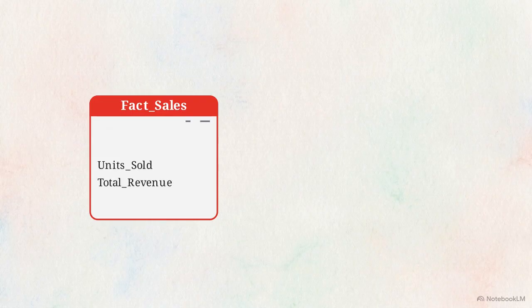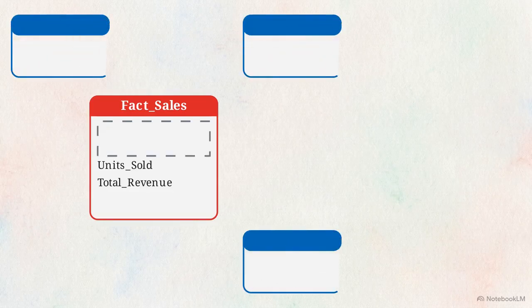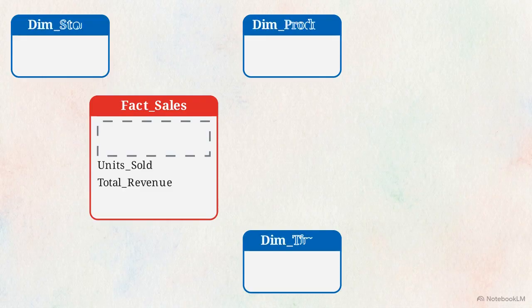On the center left side, draw a red box and label it fact_sales. This fact table sits at the center, containing quantitative metrics like units sold and total revenue. Leave an empty space at the top. Next, draw 3 blue boxes radiating outward around the fact table. Label them dim_product, dim_store, and dim_time.